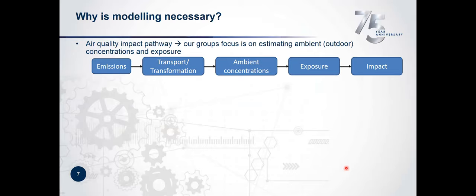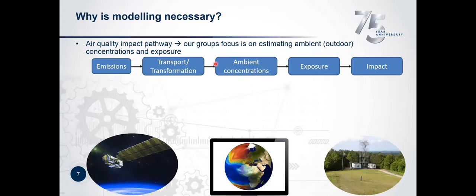We need to improve air quality. So how to do it? In order to do this, we look across the air quality impact pathway, which starts with the emissions of the pollutants. These pollutants are emitted into the air. They can be transported. They can be transformed through chemistry. And they end up at ambient concentration. So this is what's in the air. Then a receptor, a person, an ecosystem is exposed, and there is a resultant impact. Where we spend a lot of time in the analysis is looking at the concentrations and the exposure.